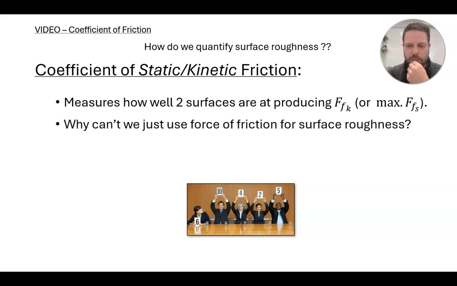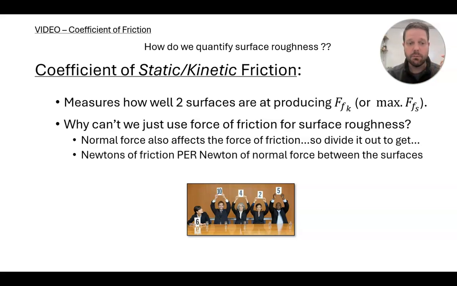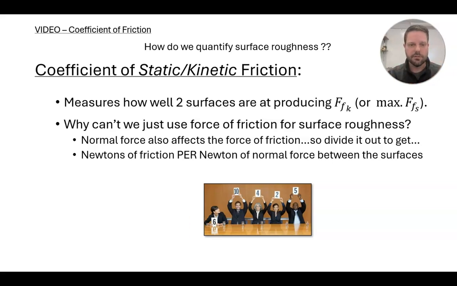And we can't just use the force of friction for surface roughness, right? Because the normal force also affects that force of friction. So we can't just say, oh, there's a lot of force of friction, because I can cause that to change from situation to situation by putting more normal force in or less. So I need to divide out how much normal force there is. So what I'm looking for is how much friction there is, like how many newtons of friction there are per newton of normal force. That way the normal force is sort of removed from the equation.